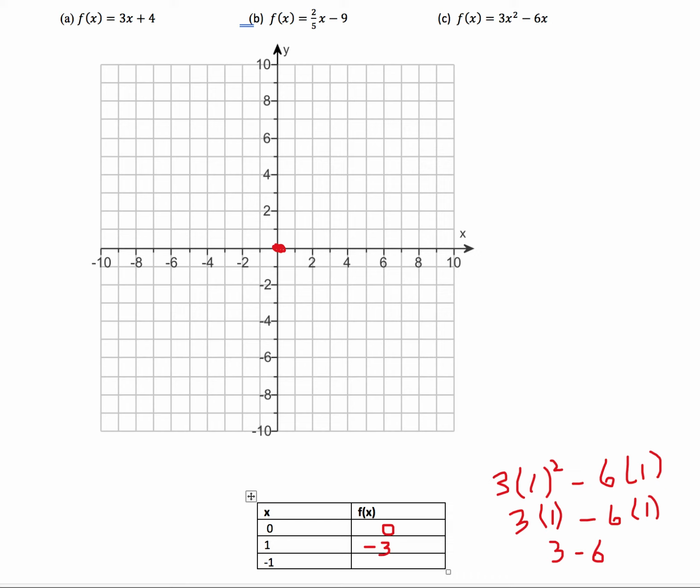All right, so let's plot that point. I'm going to go over to 1 and down to negative 3, and I'm going to place my point there. All right, one more. The next one is that we're going to plug in a negative 1. I'm just going to put the negative in there, and let's look at what happens in that case. Negative 1 squared is still going to be positive 1, so that part's going to stay the same.